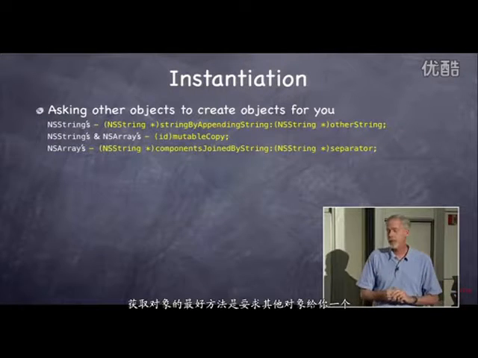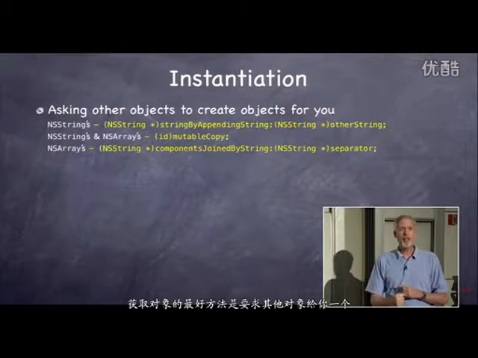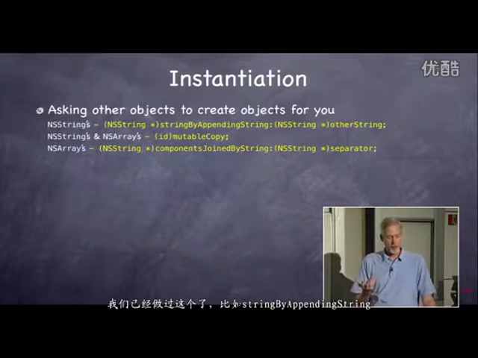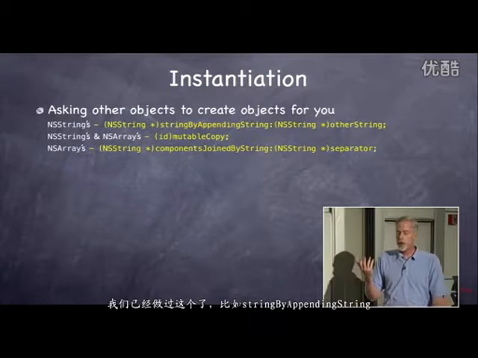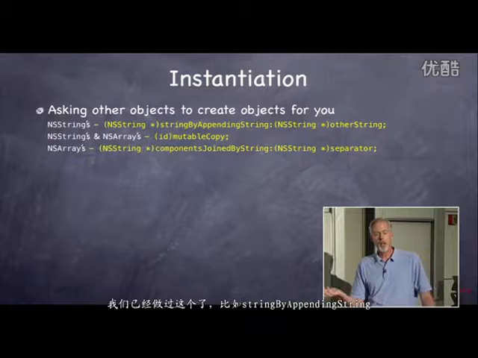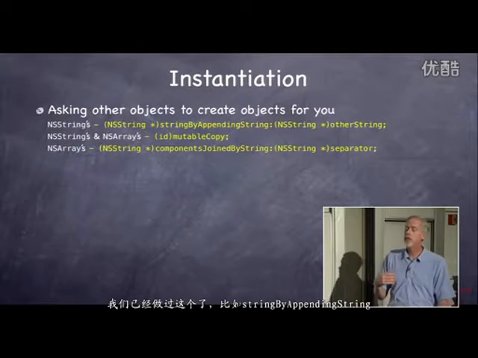That's good. Okay, instantiation. So creating objects, this is what we're talking about here. And I promised I'd talk about this, and here it is. One of the best ways to get an object is to ask another object to give you one. Okay? And we've already done this. We did string by appending string. We asked a string, please go append this other string onto yourself, make a new string that is yourself with this other thing appended onto it and give it back to me.